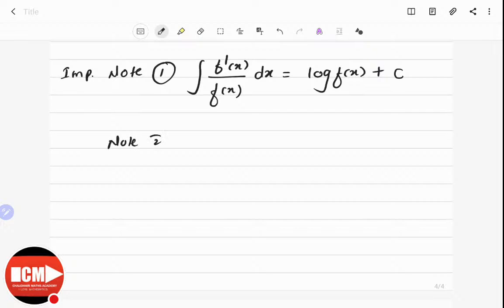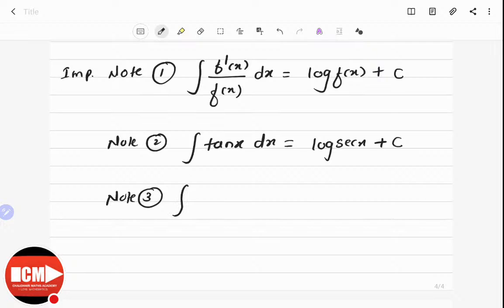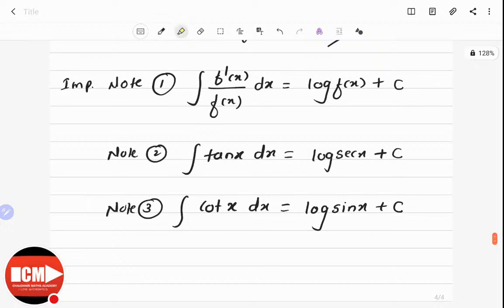Note number 2 is we derived the standard integration of tan x, and now you have the standard formula for integration of tan x as log of sec x plus c. And note number 3 is we also covered integration of cot x with respect to x, which was log of sin x plus c. I request every one of you, please remember these three important things from this corollary.